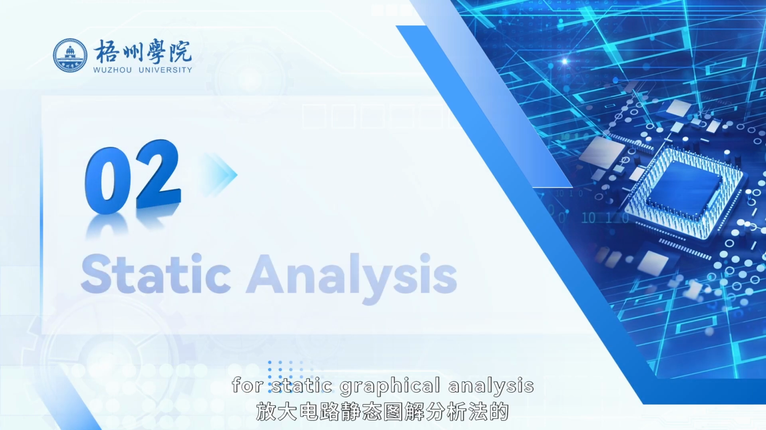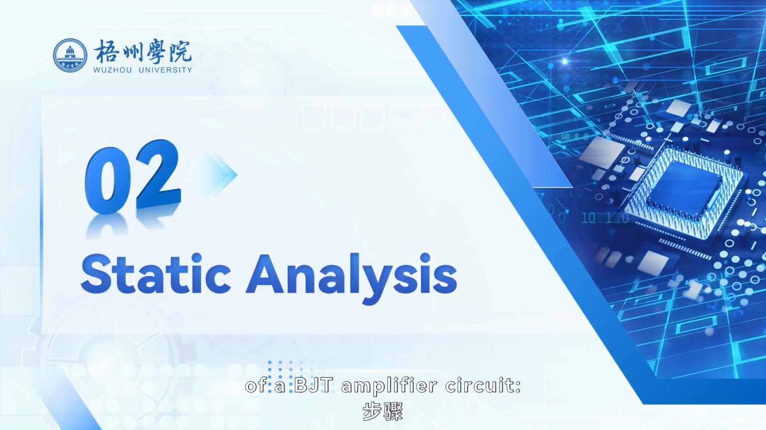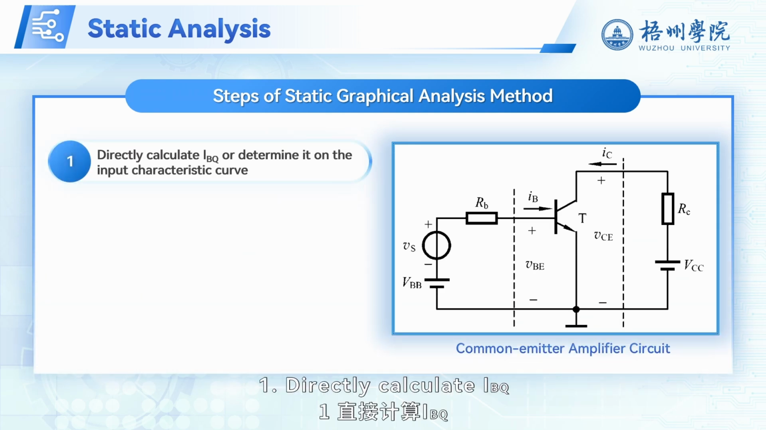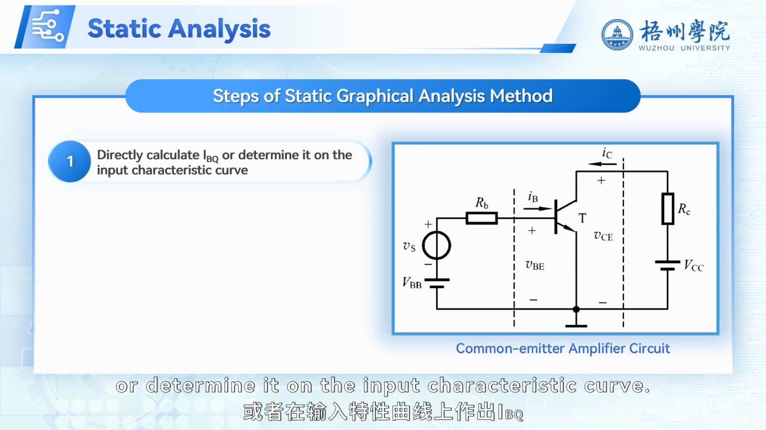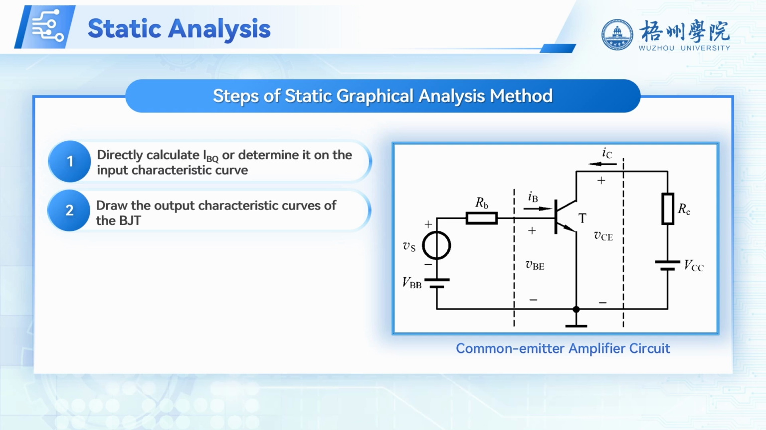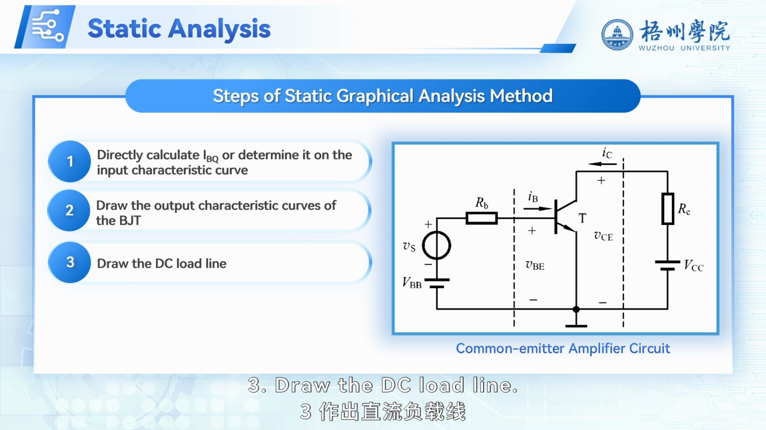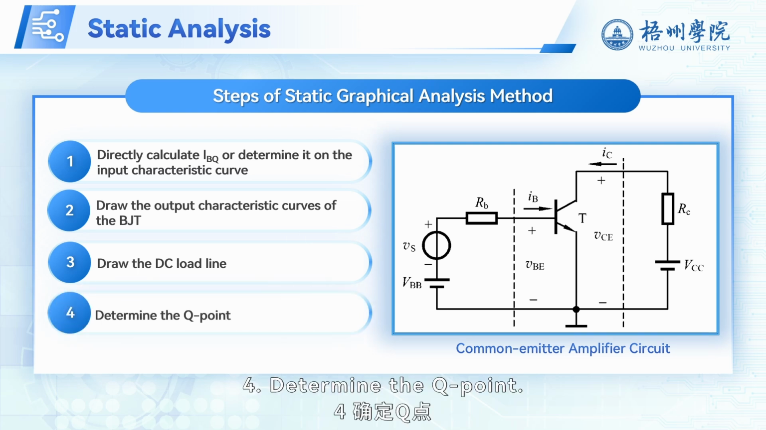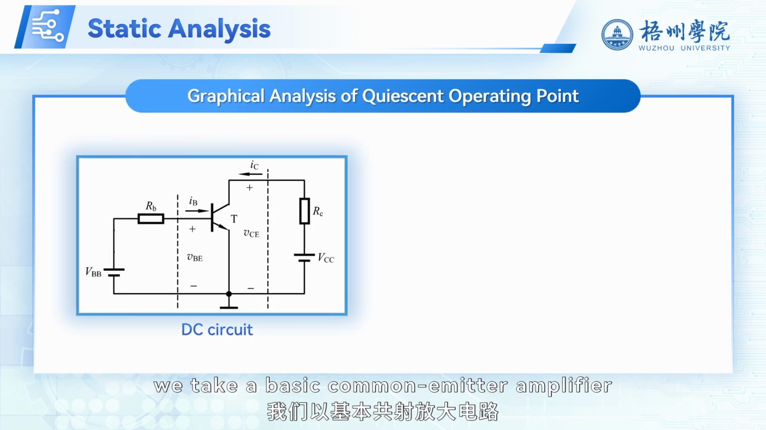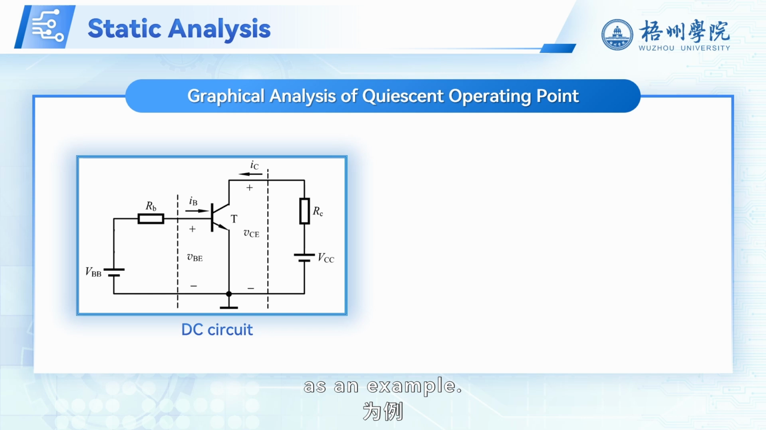Below are the steps for static graphical analysis of a bipolar junction transistor amplifier circuit. 1. Directly calculate IBQ or determine it on the input characteristic curve. 2. Draw the output characteristic curves of the bipolar junction transistor. 3. Draw the DC load line. 4. Determine the Q point. Here, we take a basic common emitter amplifier as an example.